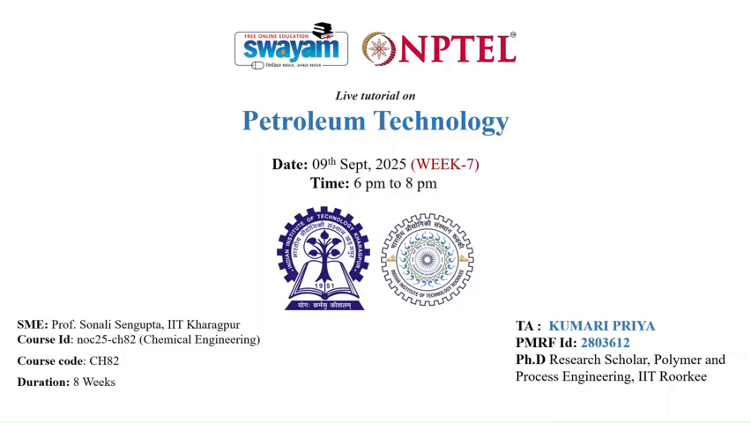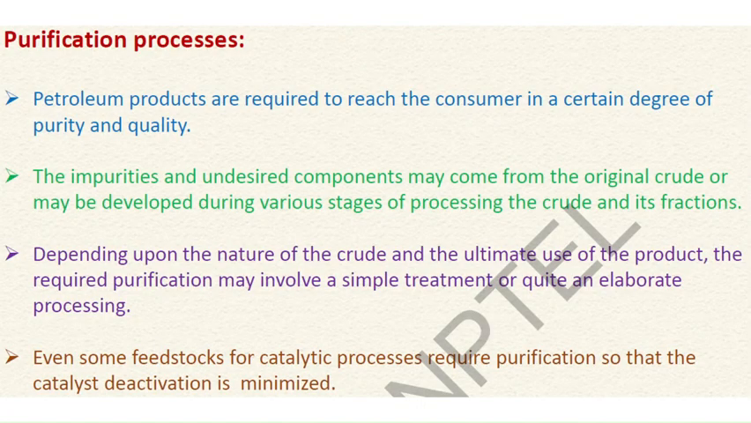Okay. So today is our seventh tutorial session of the course Petroleum Technology. Today we will be talking about various purification processes involved in a refinery, associated both with the crude oil purification as well as the final product purification, the various distillate cuts that we receive from the primary processing units as well as the secondary processes. So firstly, we'll be talking about the purification processes.